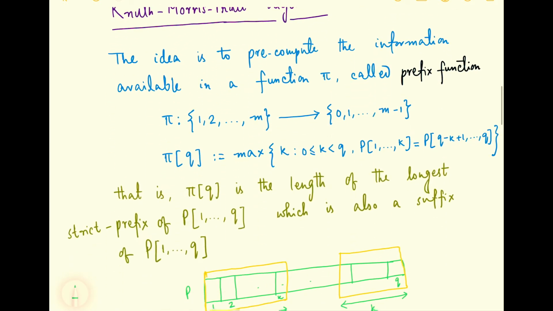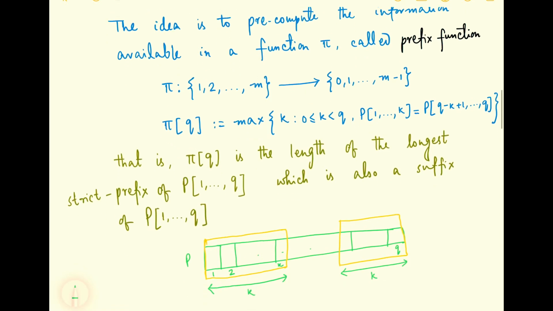So the idea is to pre-compute the information available in these partial matches in a function pi called prefix function. So pi is a mapping from 1 to m to 0 to m minus 1. And how is it defined? For q in 1 to m, pi q is defined to be the length of the longest strict prefix of P[1..q], which is also a suffix of P[1..q].